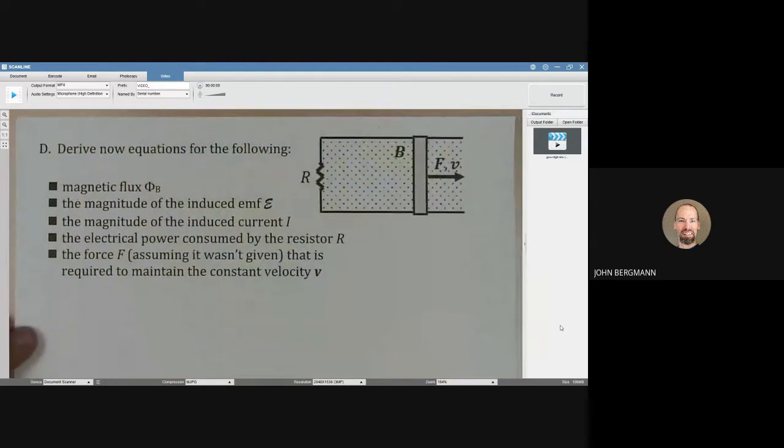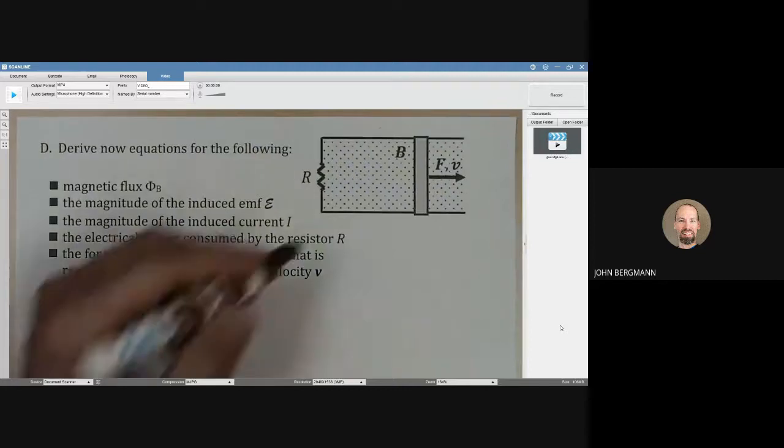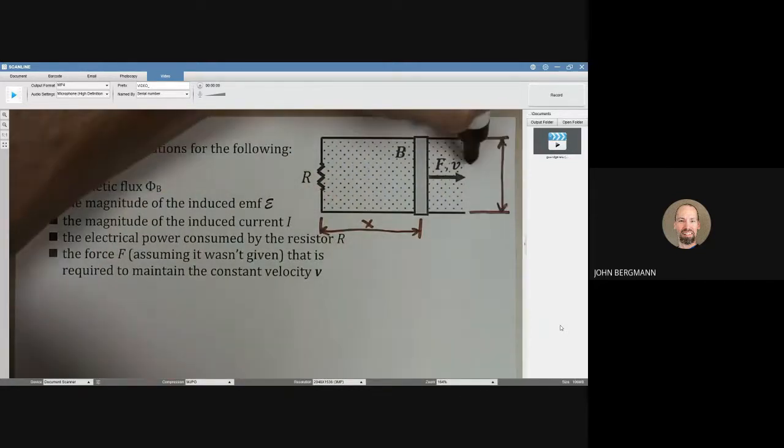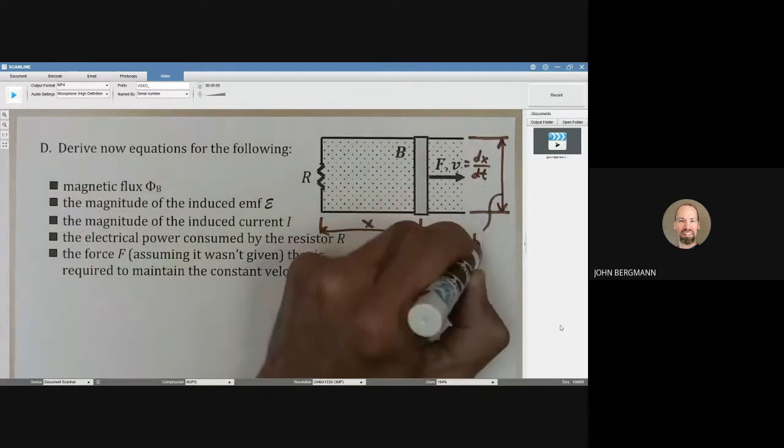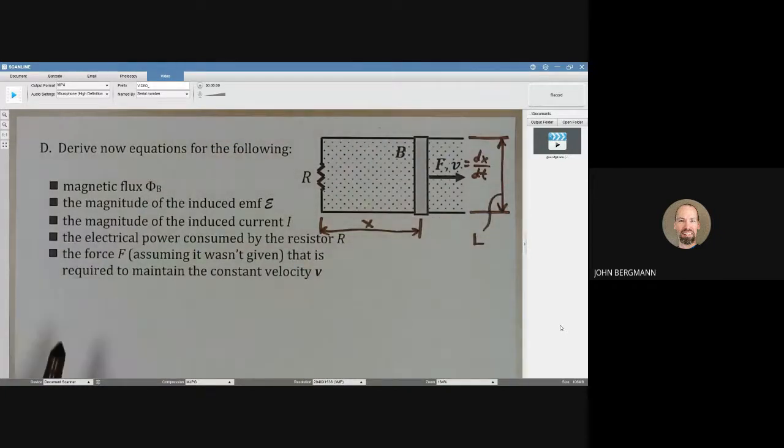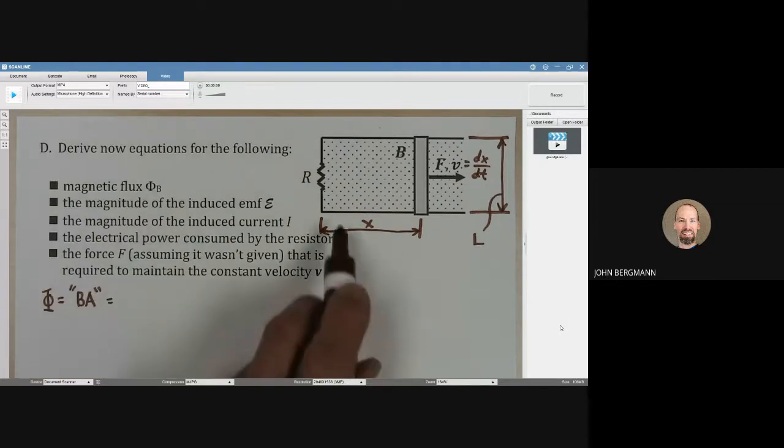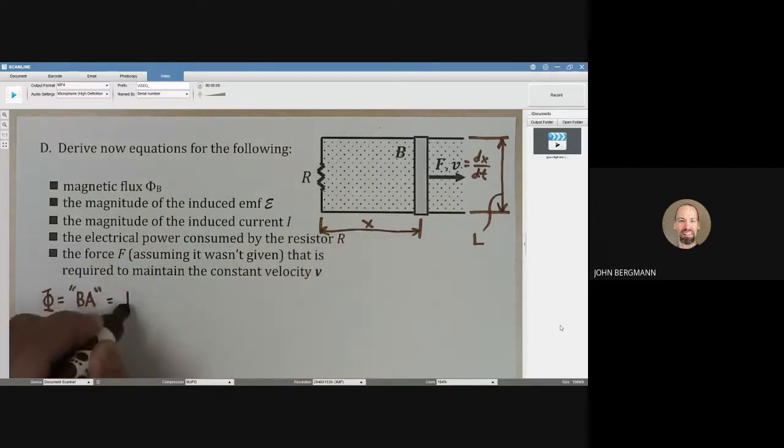We're now going to derive equations for all of these things. Let's put those dimensions back in there. There. All right, magnetic flux. Magnetic flux is essentially B times A. We know what B is. The area of this loop is X times L. So I think B X times L. That's the magnetic flux. What about the induced EMF?